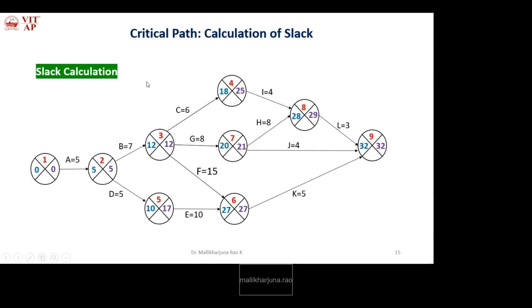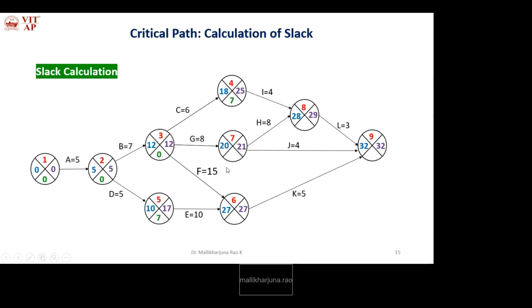So how will you calculate the slack? The difference between the latest date and the earliest date. 0 minus 0, how much? 0. 5 minus 5, how much? 0. Next 12 minus 12, 0. 25 minus 18, 7. 24 minus 17, how much? 7.